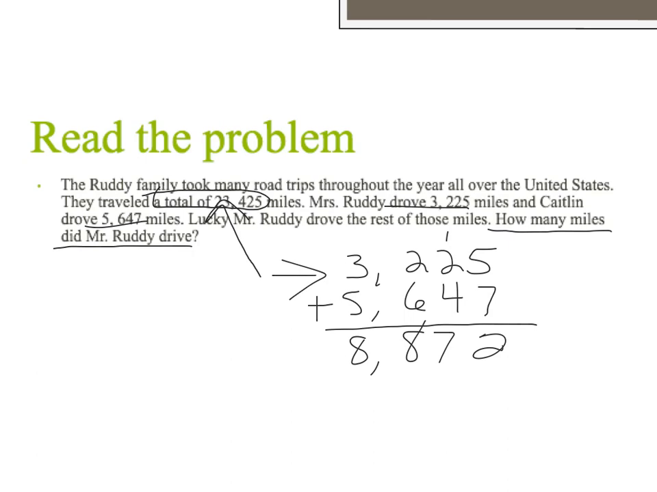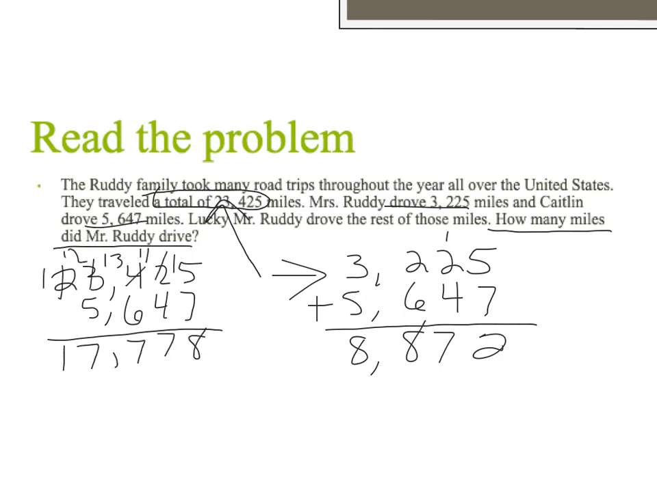So 23,425 minus 5,647. Why don't you pause the video here and see what answer you get? Okay, so how did you do? This is the answer that I got. Hopefully you had that same answer.